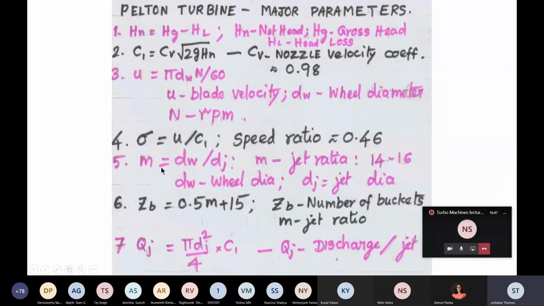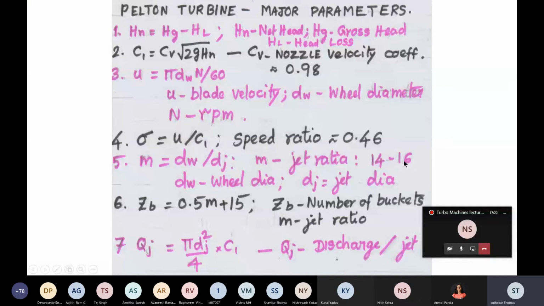Then there is the small m, which is the wheel diameter to jet diameter ratio. It's called the jet ratio, and again 14 to 16, it is an empirical value. From experience they have fixed this value, which should give you the best efficiency. Then the number of blades or number of buckets ZB is 0.5 m plus 15. So you will find that this jet ratio is around 14 to 16.